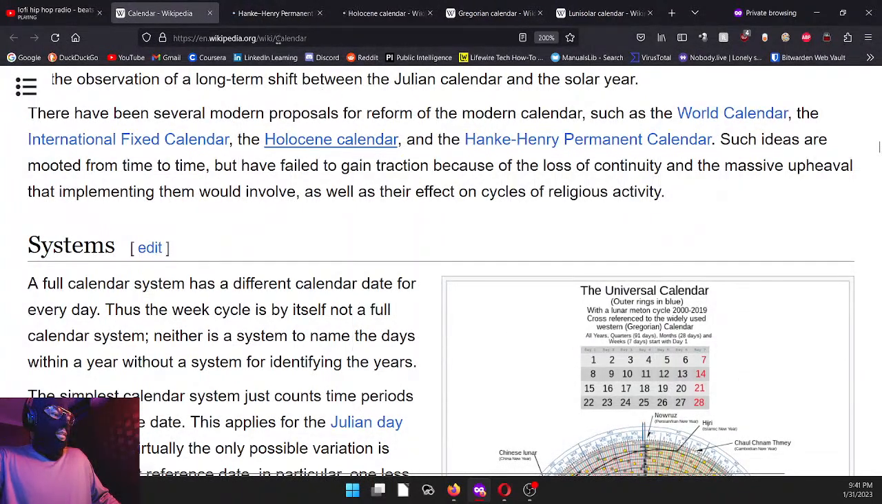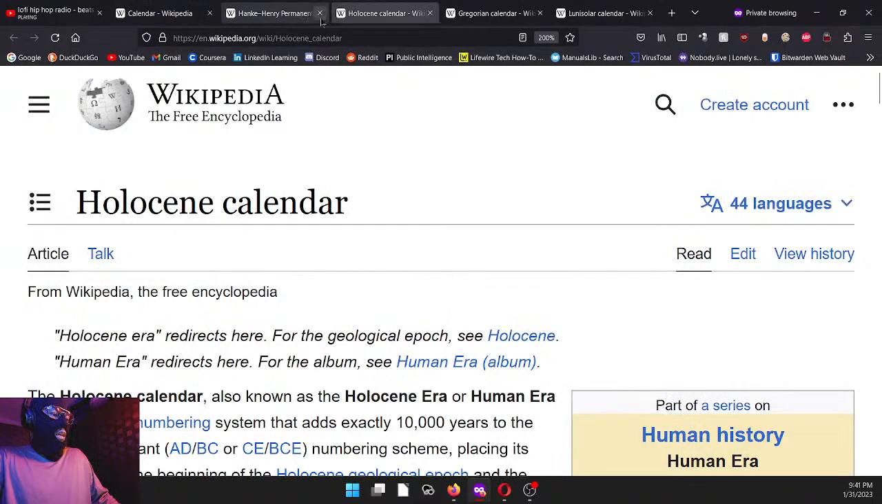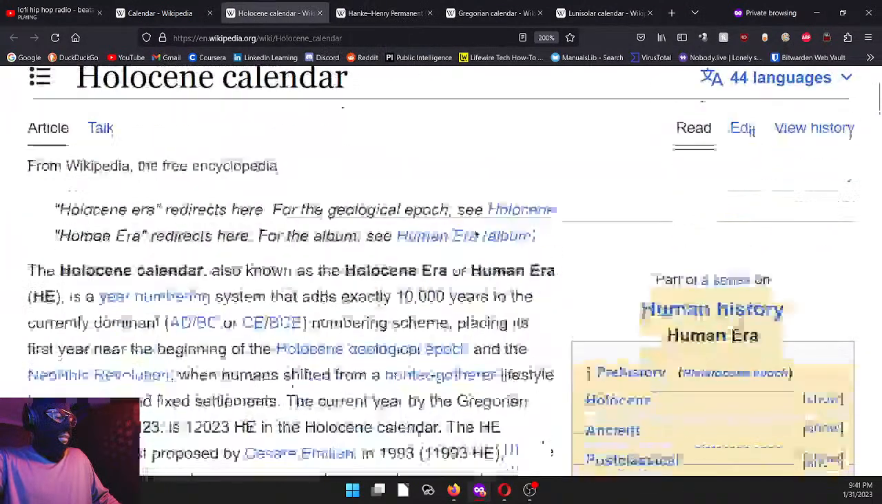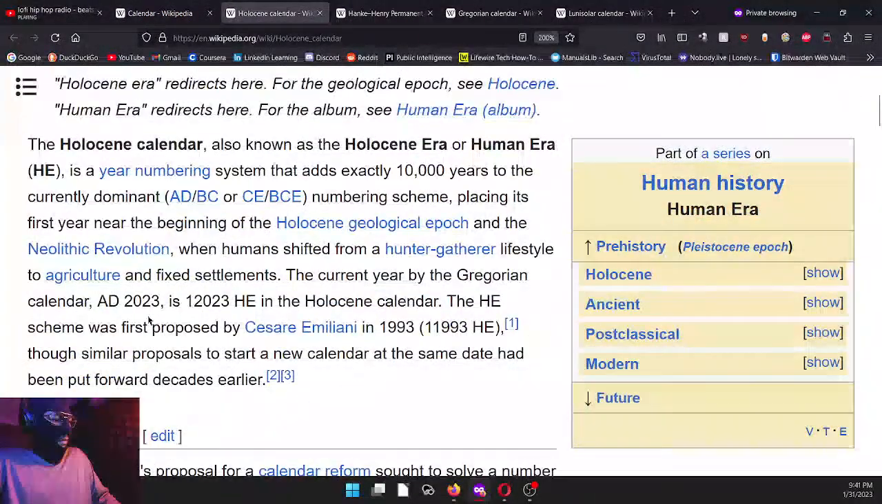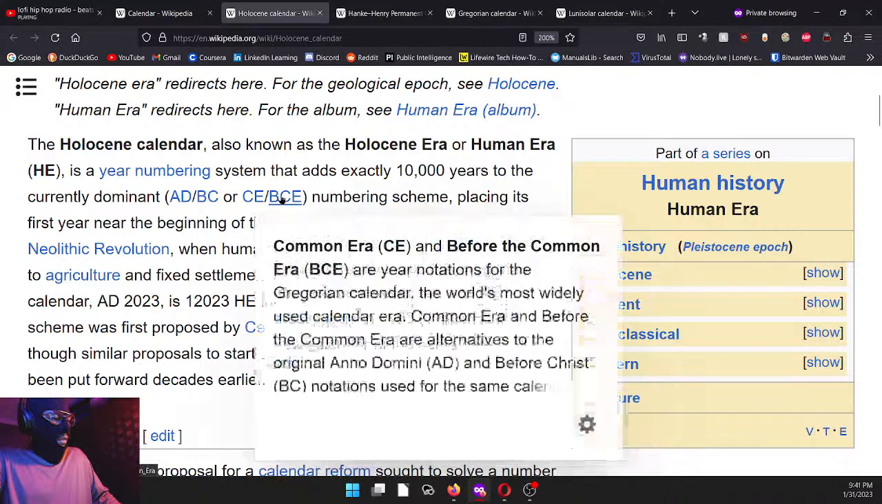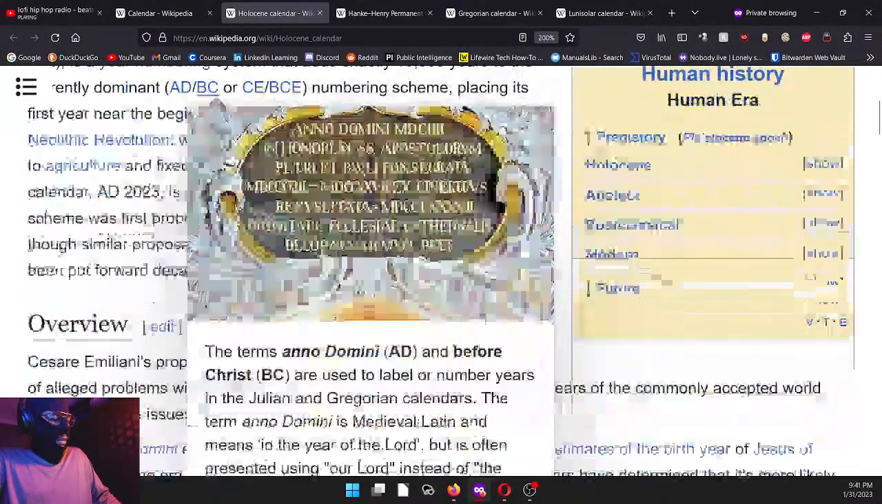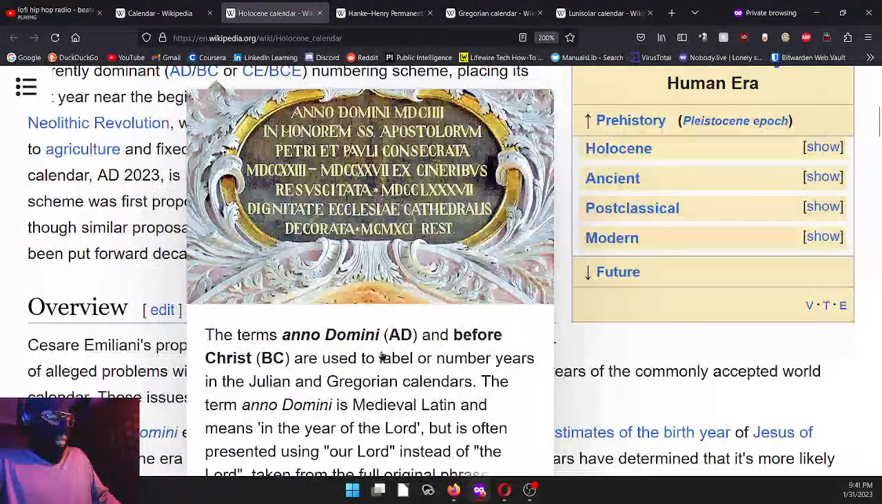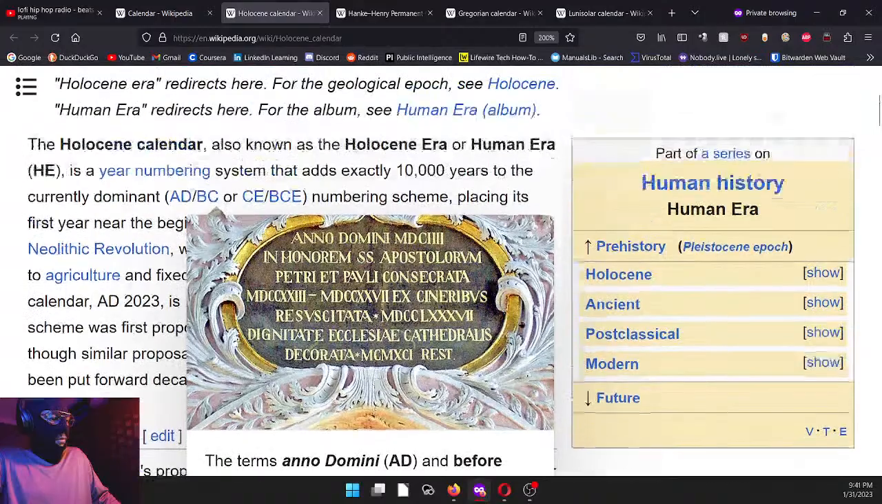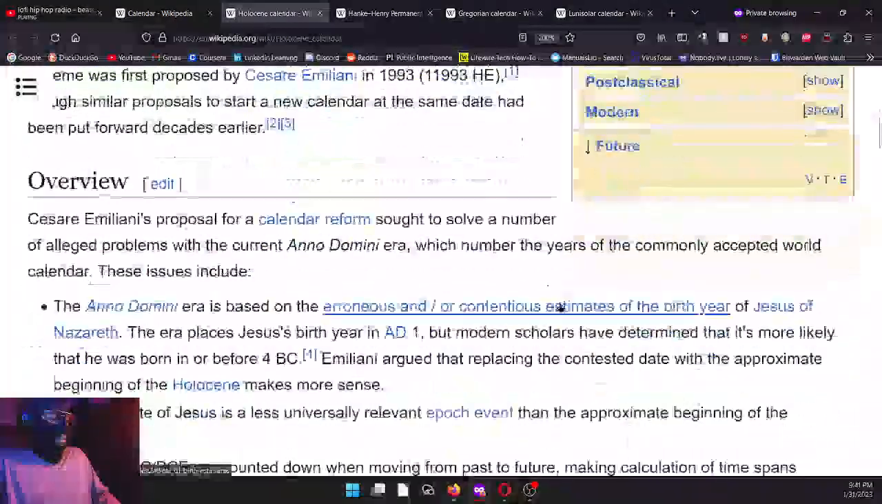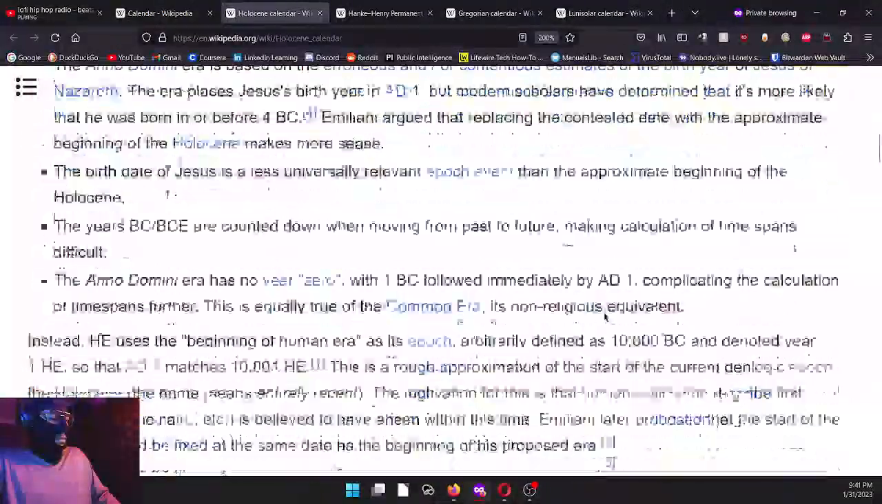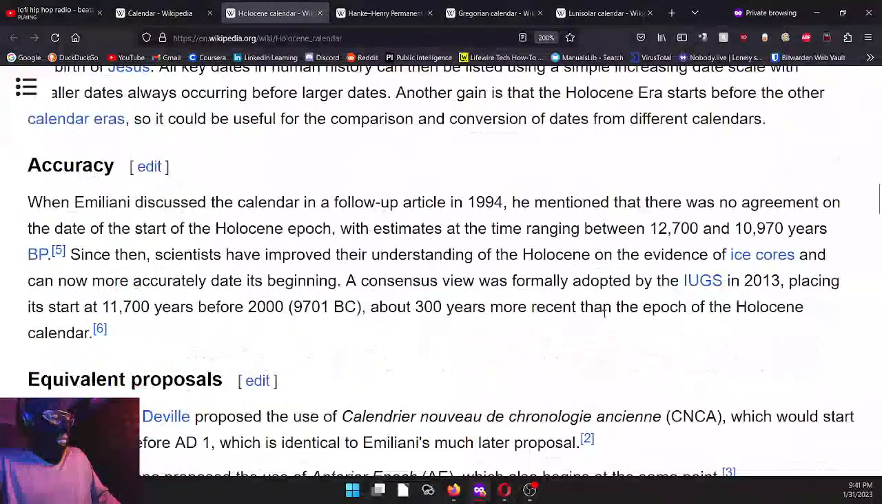But let me actually look at these two and see what the dates are between this, because the Holocene. Alrighty. Currently dominating, AD or BC? BC, yeah, gotcha. Before the Common Era versus BC. The terms Anno Domini and Before Christ are used. Yeah. Now, overview. Okay.